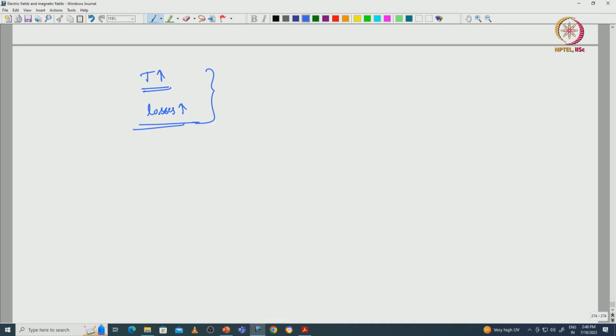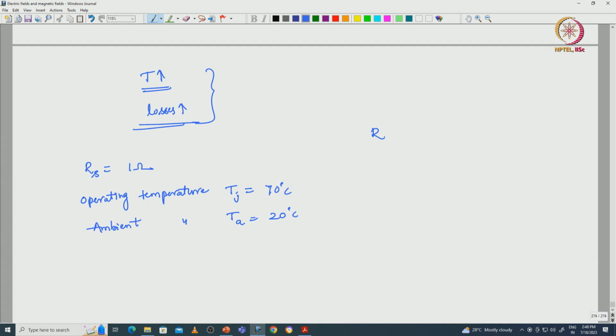Let us consider a stator winding resistance equal to 1 ohm, the operating temperature Tj is 70 degrees Celsius and ambient temperature TA is equal to 20 degrees Celsius, and we will see the resistance variation with respect to the change in temperature.